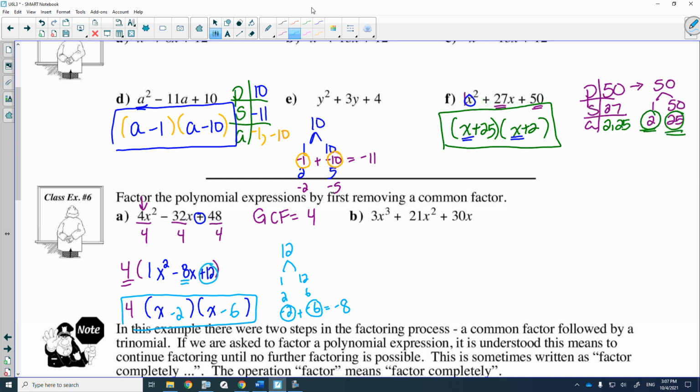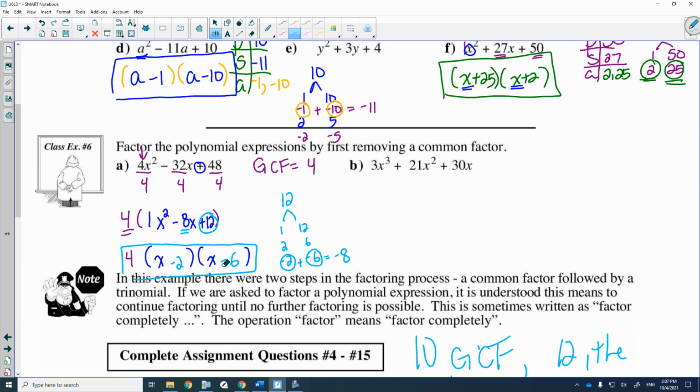One thing I want you to realize is we actually have 3 factors. X minus 6 is a factor, x minus 2 is a factor, and 4 is a factor. If you were checking this to re-expand, remember you would take that 4 and you distribute it into the first bracket to get 4x minus 8, and then you could do your distributive property and you'd get right back here.